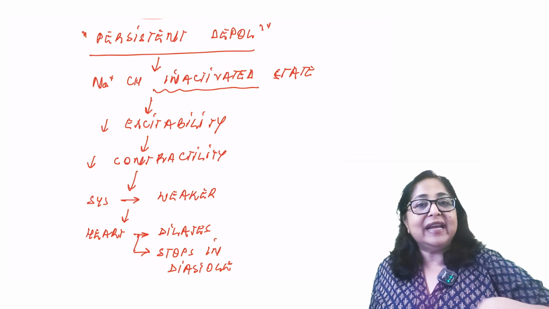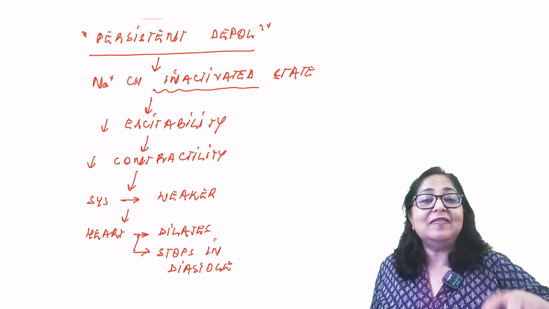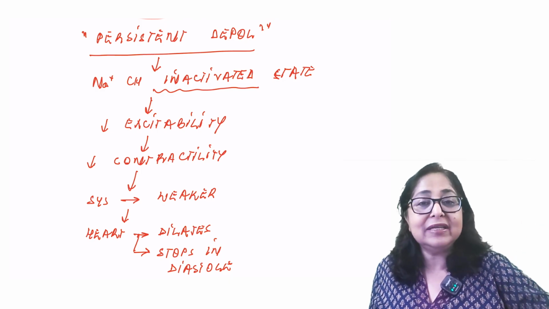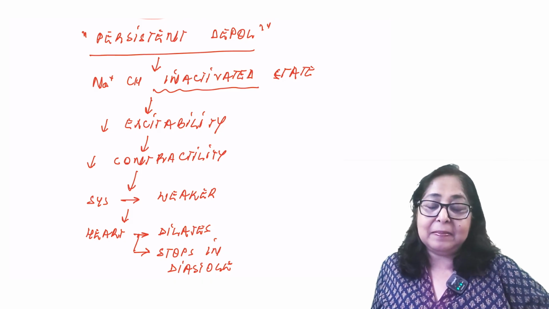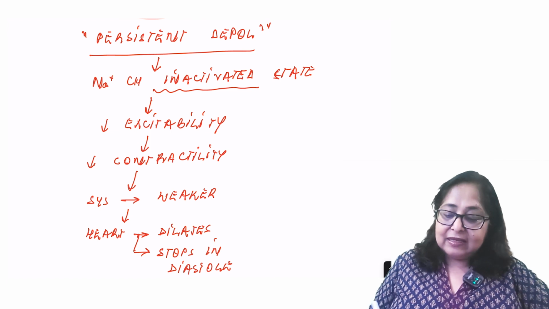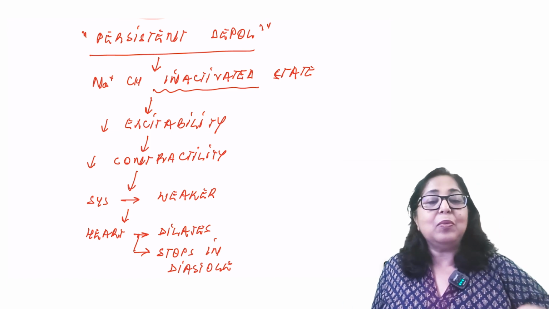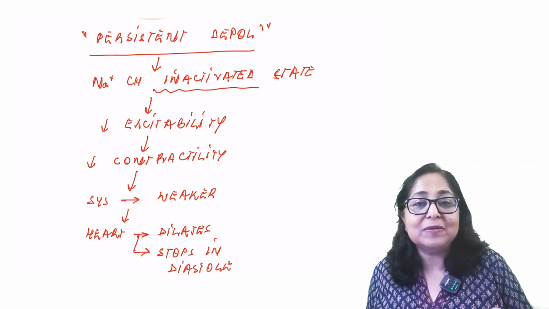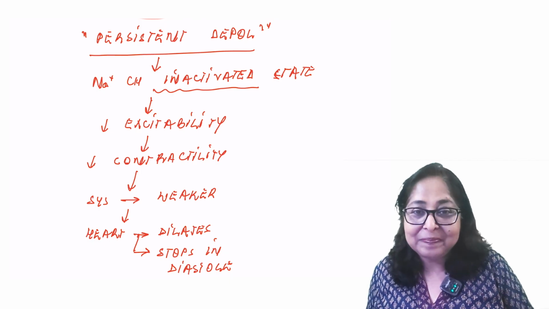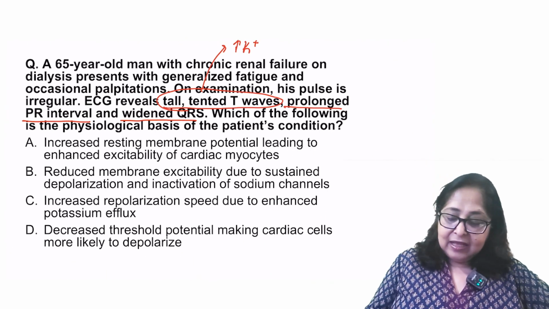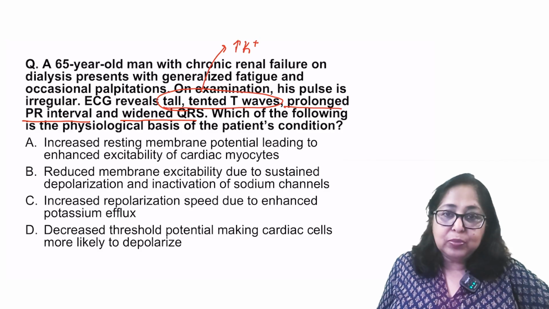This reduction in excitability explains the prolonged QRS, the widened QRS, the prolonged PR interval. This severe hyperkalemia explains why there is a dilated heart and why this heart stops in diastole. So going back to my question here, in hyperkalemia, what do we expect?